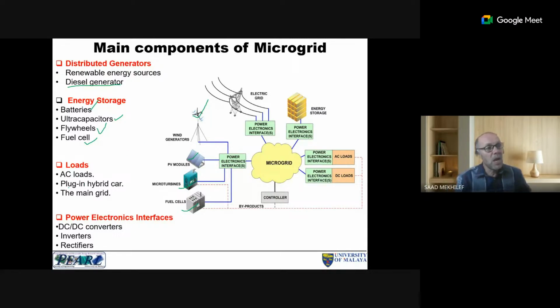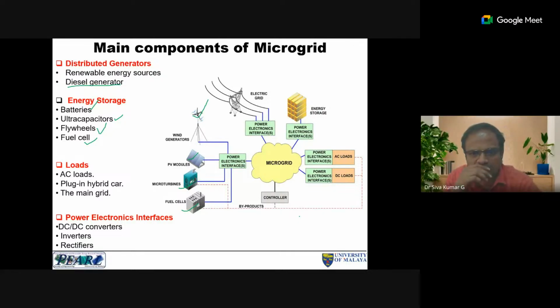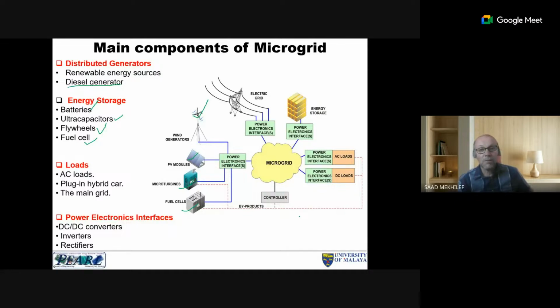And then we have the loads. These loads can be AC loads, DC loads, a plug-in car, an EV, or the main grid. And what you can see also, in order for this microgrid to work, there is one green box here common among all. What is it? Power electronic interfaces. Yes. For all of this to work, you need the power electronics interface.